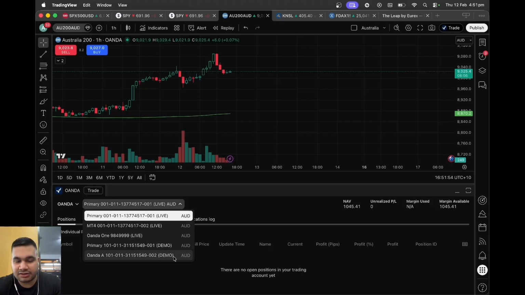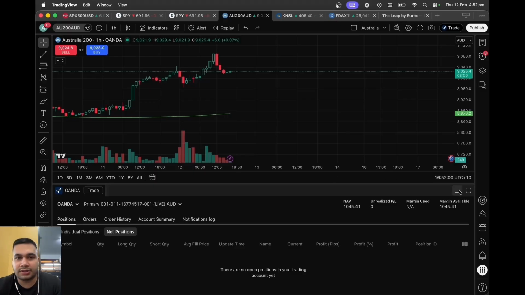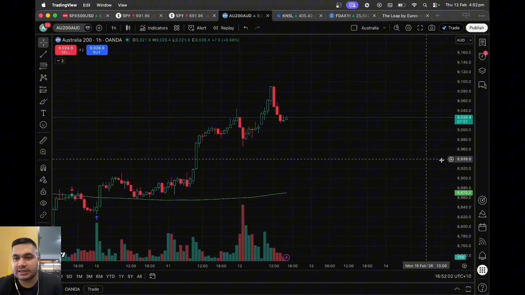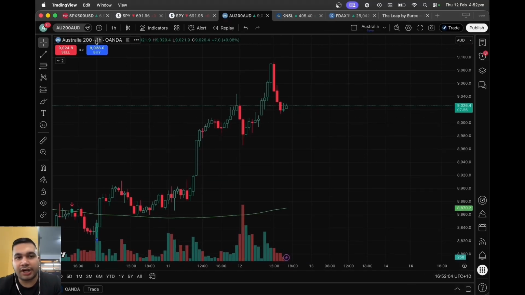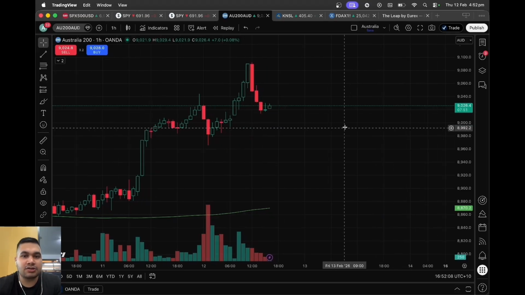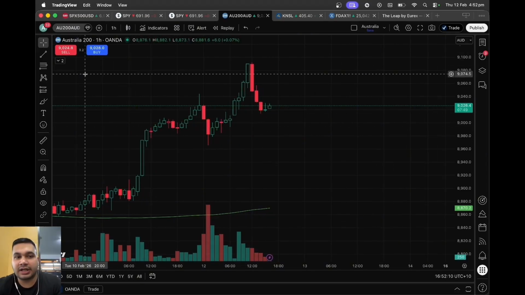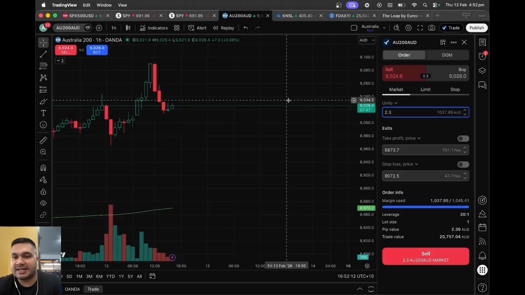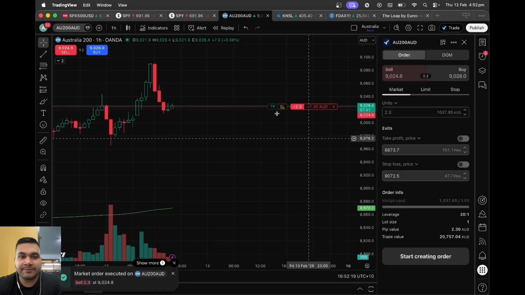There's a bunch of accounts. This is demo. So this is the primary live account. So I will be using this account to place on the trade. And now, as you guys can see over here, Australia 200 is trading around 9,026. So this is the position where I will be taking a short and I will be selling 2.3 units and I have placed the order and I have entered the position.